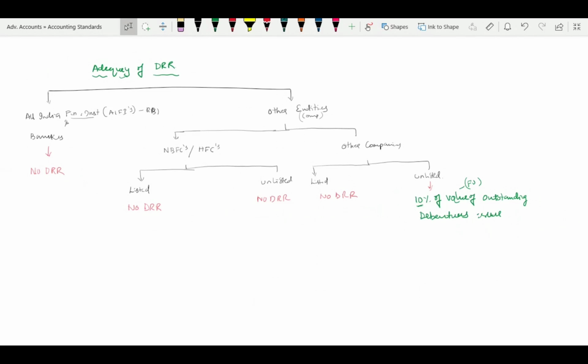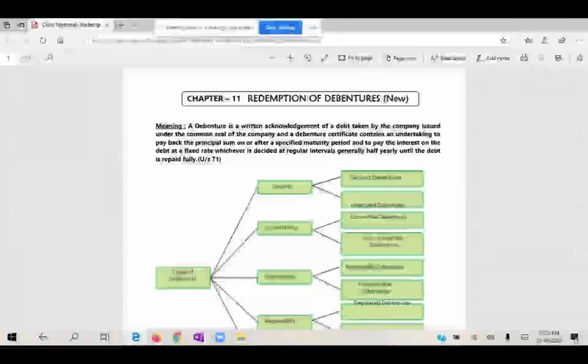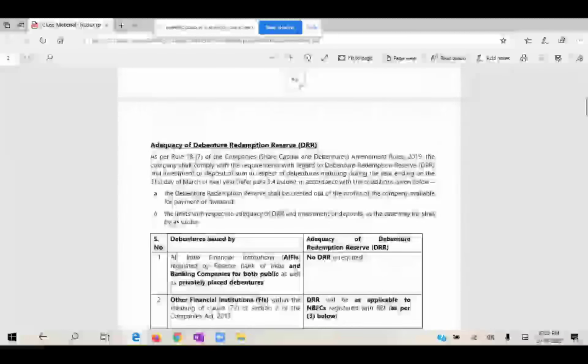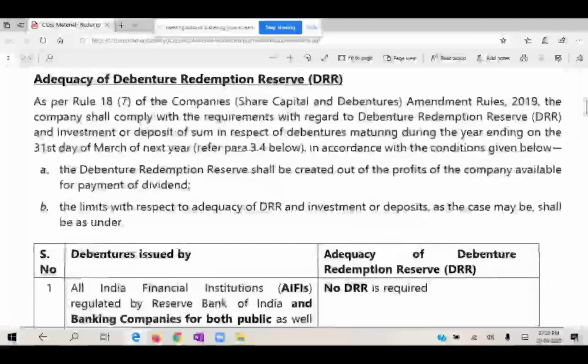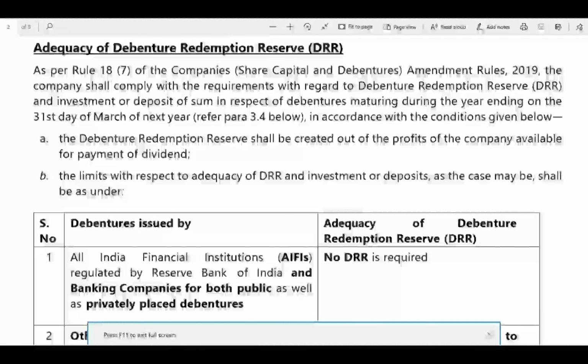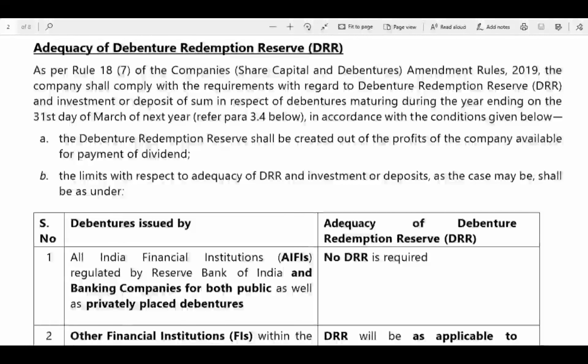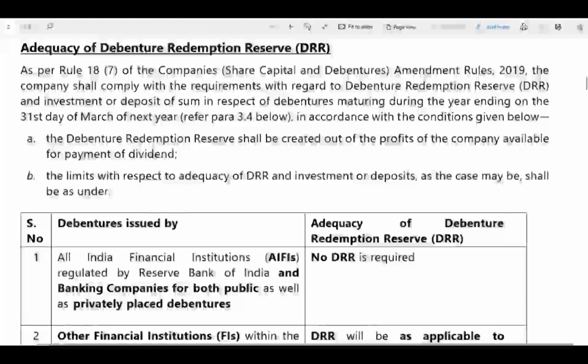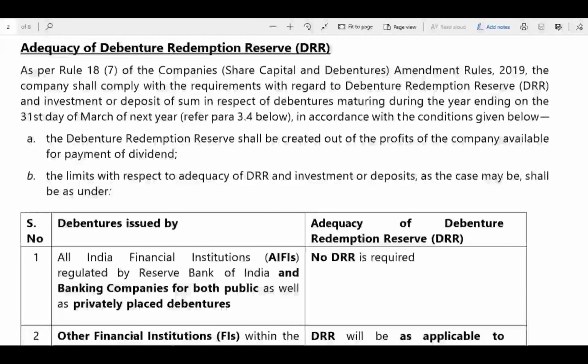So if you come to the explanation, you can see it on page number 67, I think, in your book, in the handout. DRR, debenture redemption reserve, and investment or deposit of the sum. There is a second case, the DRI, debenture redemption investment. What to do, I will explain in the second explanation.